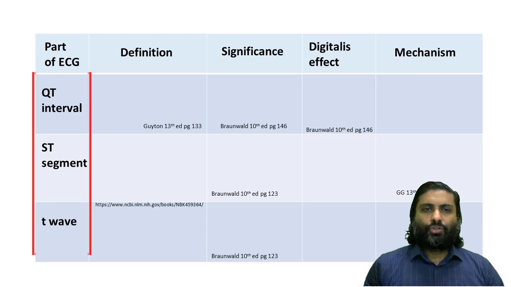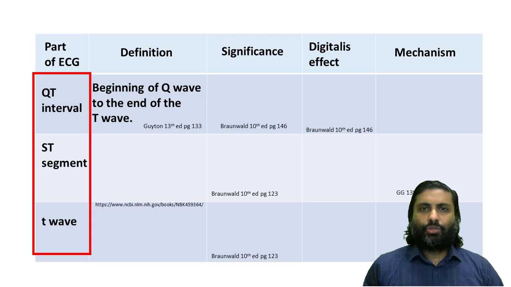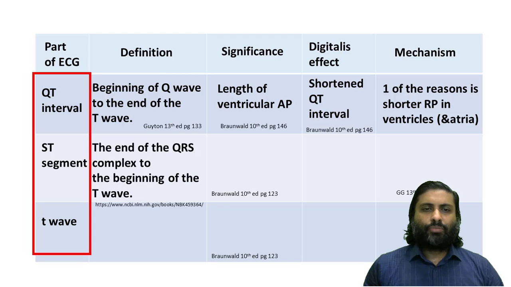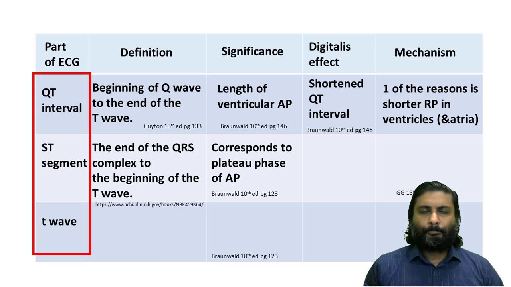Right. So, as discussed, the QT interval is defined as the part of the ECG that corresponds from the beginning of the Q wave to the end of the T wave. It signifies the length of ventricular action potential, and obviously after the administration of digoxin, it is considerably shortened. The ST segment extends from the end of the QRS complex to the beginning of the T wave, and it corresponds to the plateau phase of the action potential.